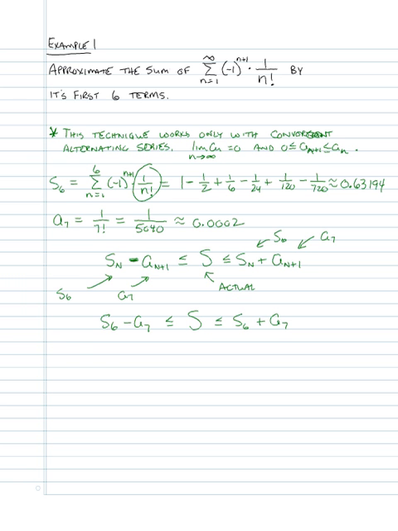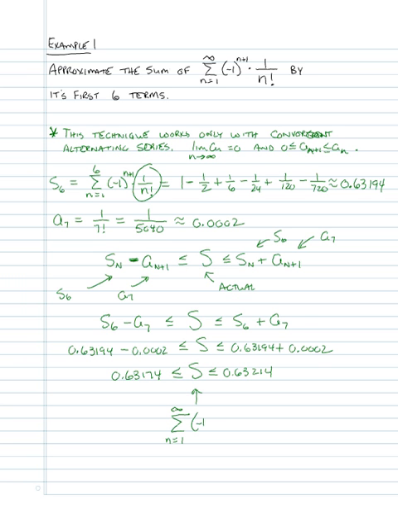And S sub 6, remember, was 0.63194 minus A sub 7, which was 0.0002. And that's less than or equal to the actual sum, which is less than or equal to S sub 6, which is 0.63194 plus our A sub 7, 0.0002. And after my calculations, this is 0.63174 on the left, less than or equal to capital S, less than or equal to 0.63214 on the right.